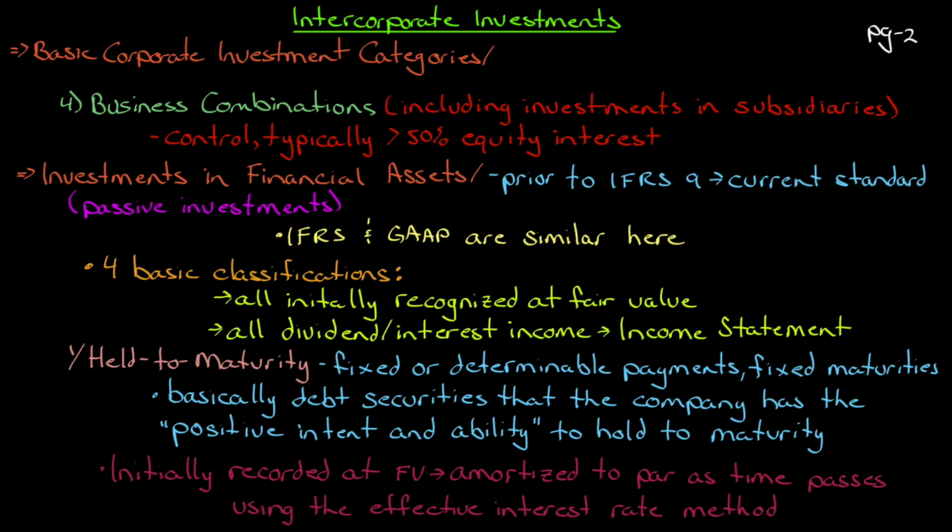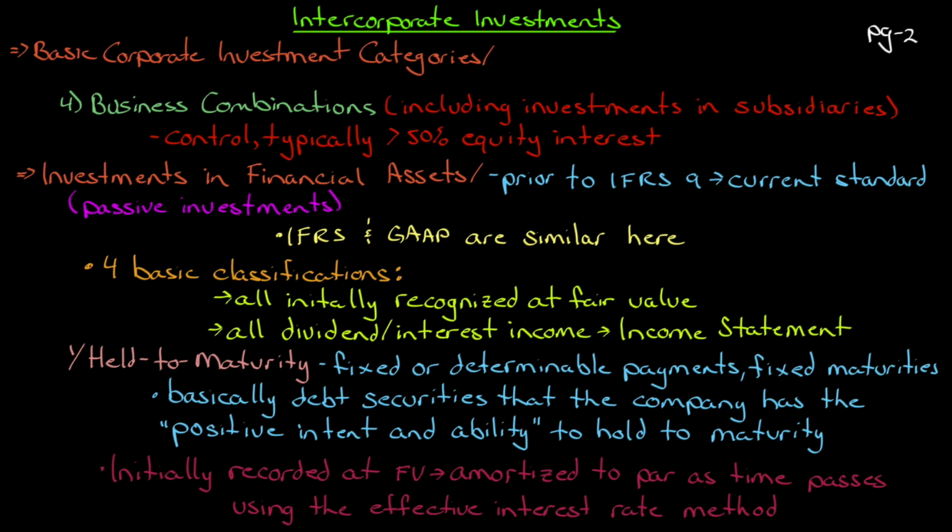All right, let's look at our first category, investment in financial assets. We're going to look at it from 2 points in time, prior to IFRS 9 and at IFRS 9. IFRS 9 being the current standard for IFRS. We're going to look at it prior to the current standard because at that time, IFRS and GAAP were similar. GAAP has stayed there, IFRS has moved on. So in understanding that, we're understanding GAAP. So let's have a look at what we had.